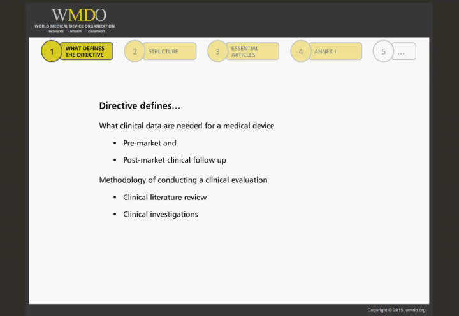We further find important regulatory requirements on the safety reporting during clinical investigations, in addition to the vigilance reporting in a post-market release phase.